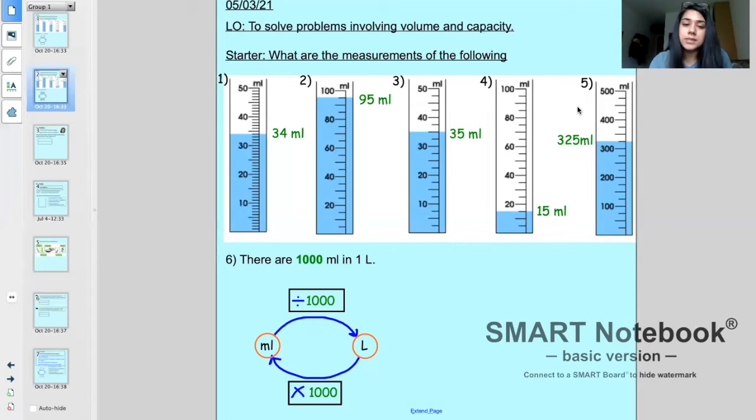And you should have applied the same method to the last one there. Hopefully you remembered there are 1,000 millilitres in a litre, and if we go from a smaller unit to a larger unit, so millilitres to litres, we have to divide, and if we go from a larger unit to a smaller unit, we multiply. It's always the opposite of what you think, and you are multiplying and dividing by the number of units there are in the other unit.